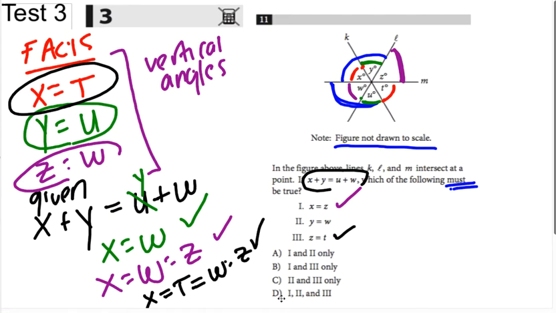So I can cross off anything that doesn't involve 1 or 3. So this one's crossed off, right? So, and I can cross off A because we know 3 works. So the question really now is, does 2 work? Is 2 true? So is y the same as w?